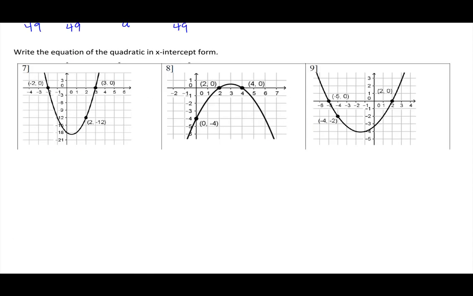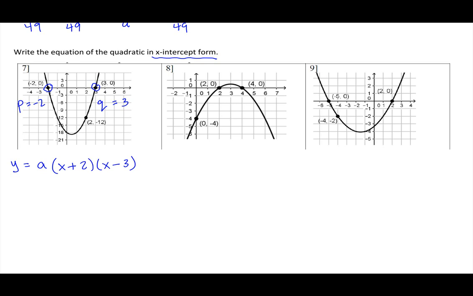All right, so for example 7, we want to write the equation in x-intercept form. So now you notice here, we know the x-intercepts of the graph, right? So that means that we know right here, the p is equal to negative 2, the q is equal to 3. Okay, so since we know the x-intercepts, we are going to plug it into x-intercept form. So x-intercept form, remember, was y is equal to a, parentheses. Now just remember the p and the q, you have to do the opposite signs when you plug them in the parentheses. So x plus 2, x minus 3.